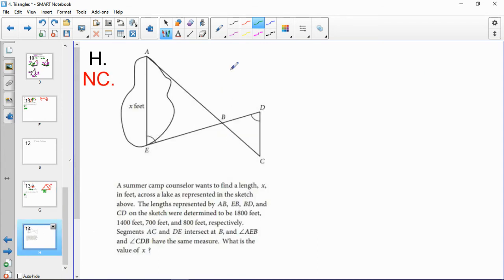Last tough problem of the day. I chose one of these problems that look like a paragraph, so you can take down the important information and represent it so it's easy to look at. Read the question first. They want us to find x.